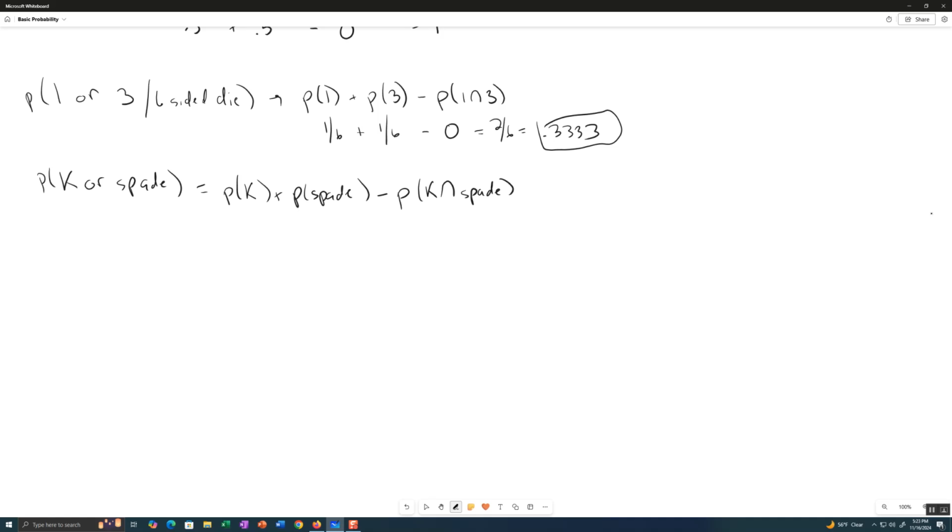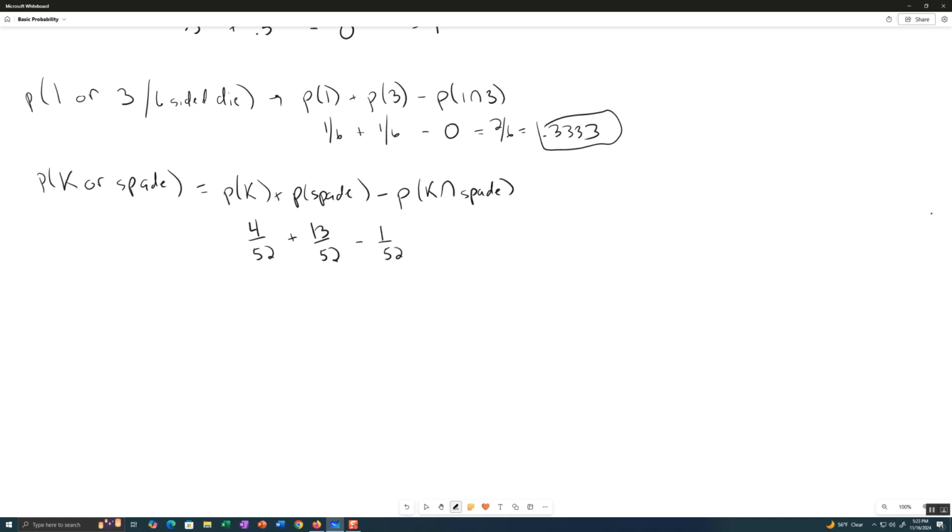So we know the probability of getting a king, so there's 4 kings. So it's 4 out of 52. Probability of getting a spade, there's 13 spades, 1/4 of the deck. But here's the tricky part, the probability of getting a king and a spade. Well, there's one such card, the king of spades. Out of the whole deck, there's only one card that's a king and a spade. It's called the king of spades.